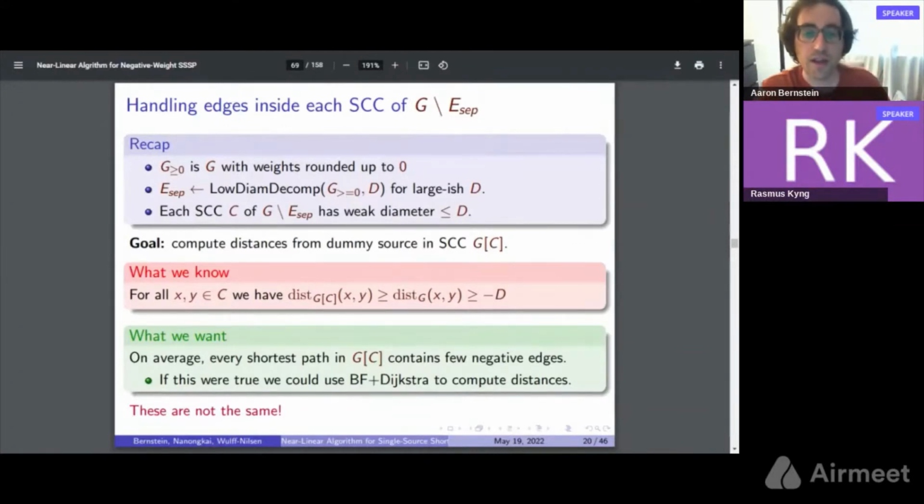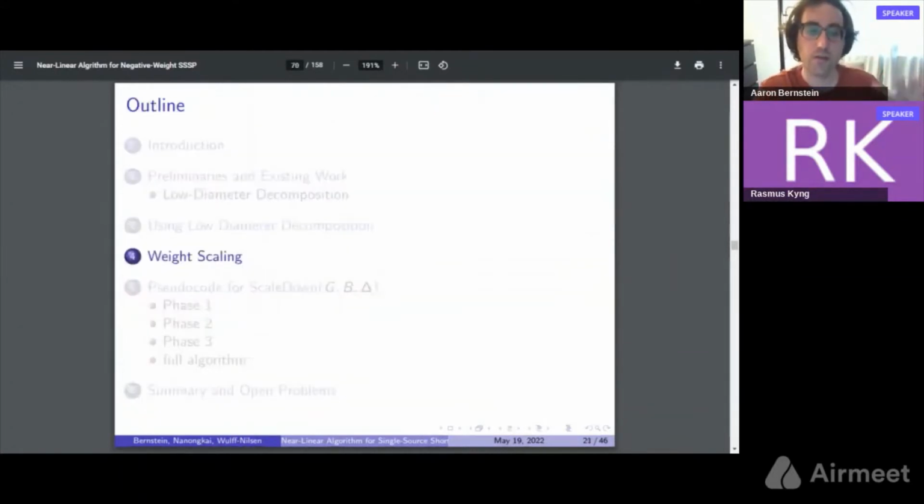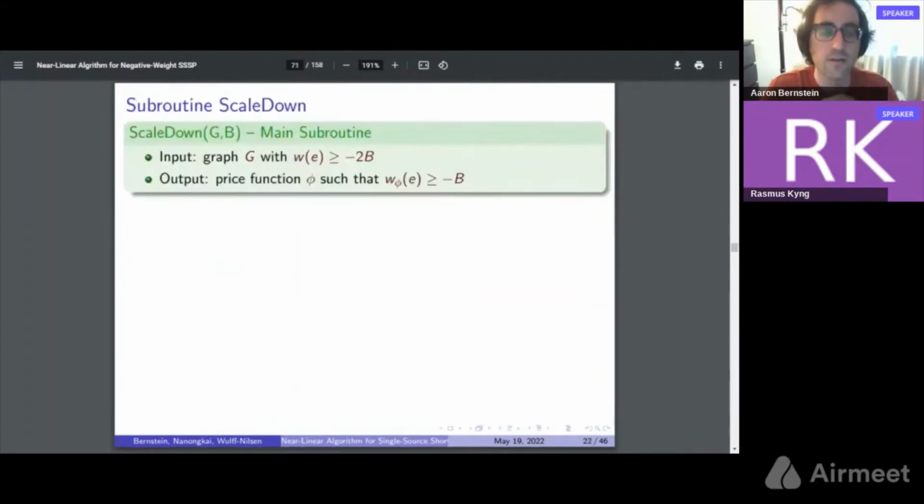Okay, so that's kind of the setup. And before I show that trick, I want to take a step back and start talking about our actual algorithm. So our algorithm is, at bottom, a scaling algorithm.